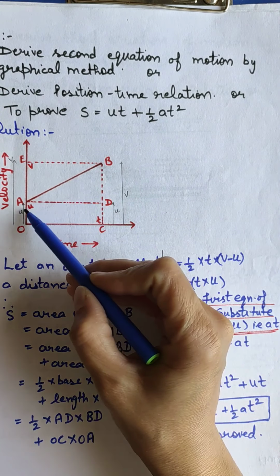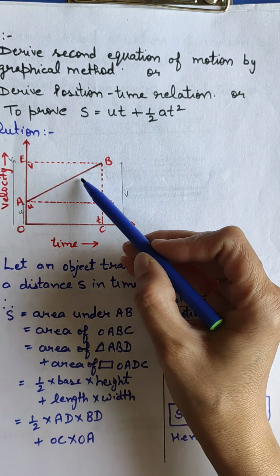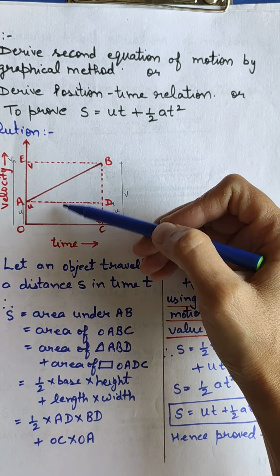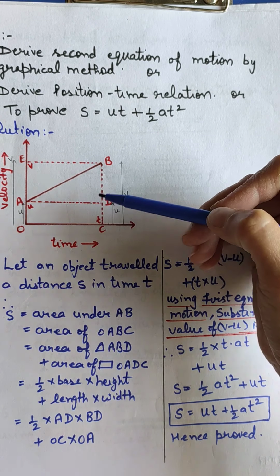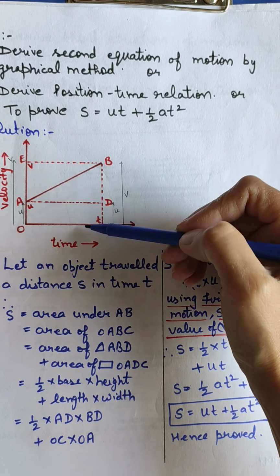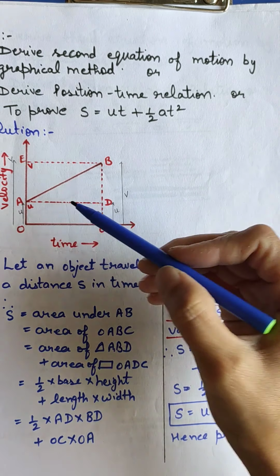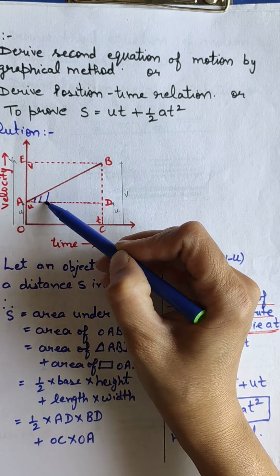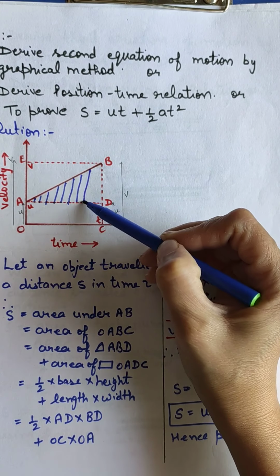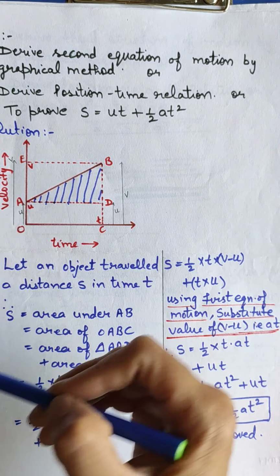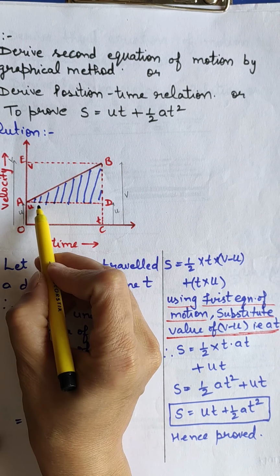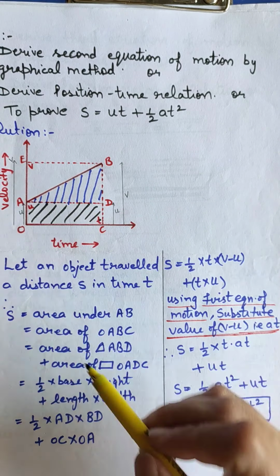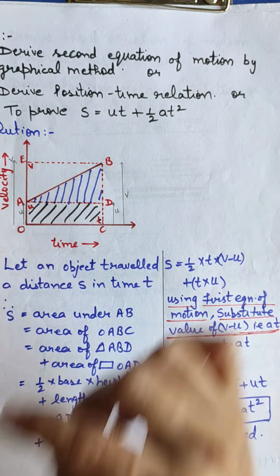Means this is the graph. AB is the graph which is telling about the uniformly accelerated motion. And under this graph is giving us the distance traveled by the object. As we discussed in last videos also, that in velocity time graph, area under the graph is giving us the distance traveled. So, this area under AB, we can divide it into two parts. It can be considered as the sum of this triangle ABD and this rectangle. So, we will find the area of this triangle and this rectangle and then we will add them up. So, we will find the total area below AB.